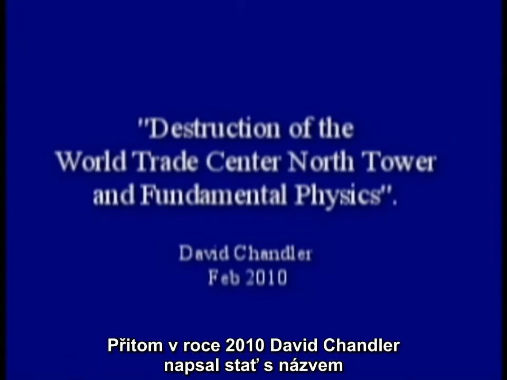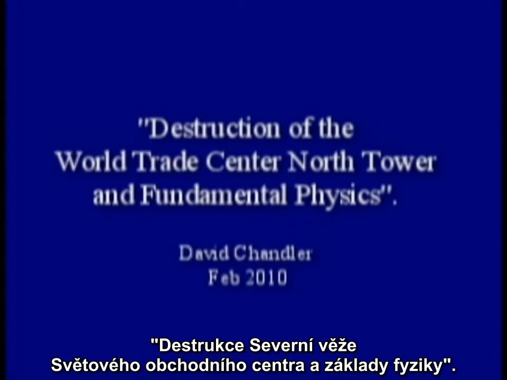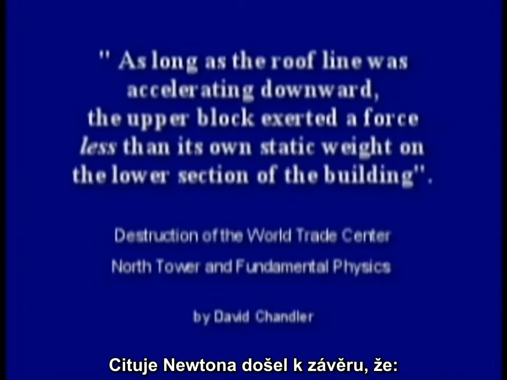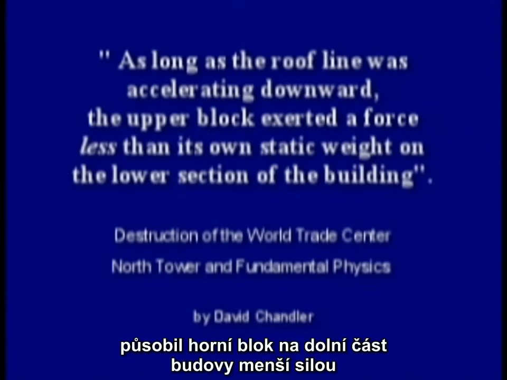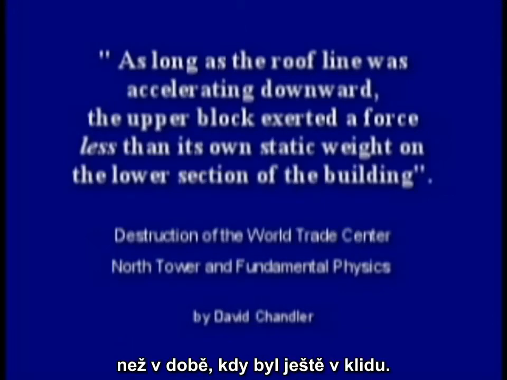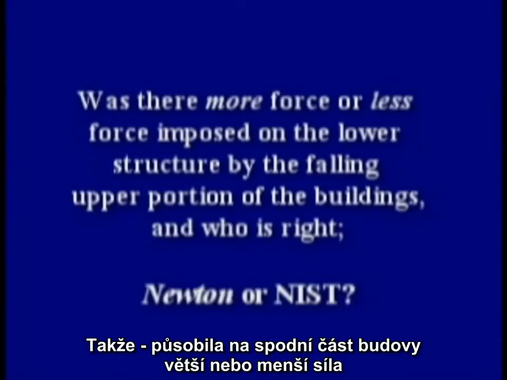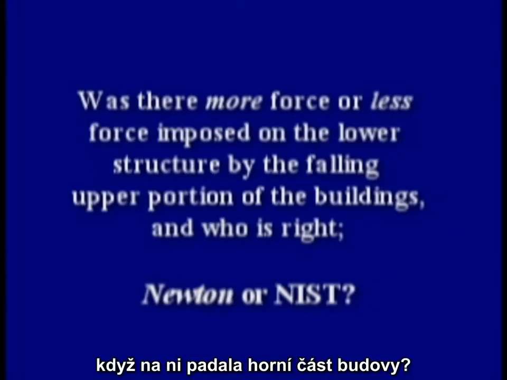But in 2010, David Chandler wrote a paper called "Destruction of the World Trade Center North Tower and Fundamental Physics." Citing Newton's laws, he concluded, as long as the roofline was accelerating downward, the upper block exerted a force less than its own static weight on the lower section of the building. So was there more force or less force imposed on the lower structure by the falling upper portion of the buildings? And who is right, Newton or NIST?